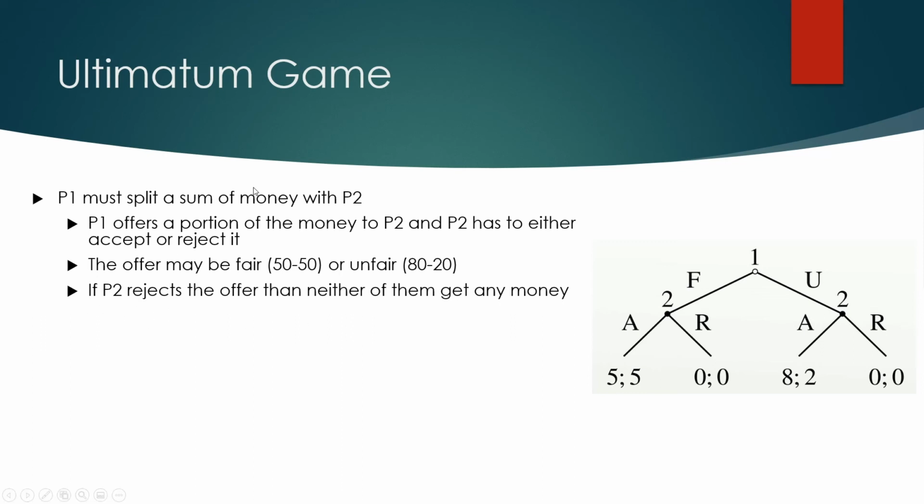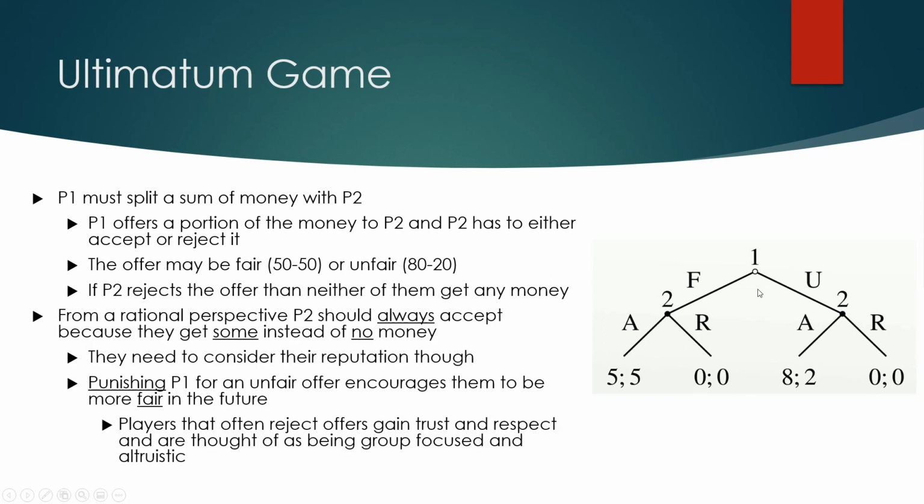But if player 2 rejects the offer, then both people get 0, right? That's what we're seeing here. This is the reject arm right here. If we were approaching this rationally, player 2 should always accept, because they're going to get some money instead of nothing, right? But their reputation is at stake. If they start to accept unfair offers, then player 1 is going to take advantage of that, and it's going to continue to offer unfair offers. By rejecting things, we're punishing player 1 for an unfair offer. And when we punish them, because they don't get anything either, it encourages them to be more fair in the future.